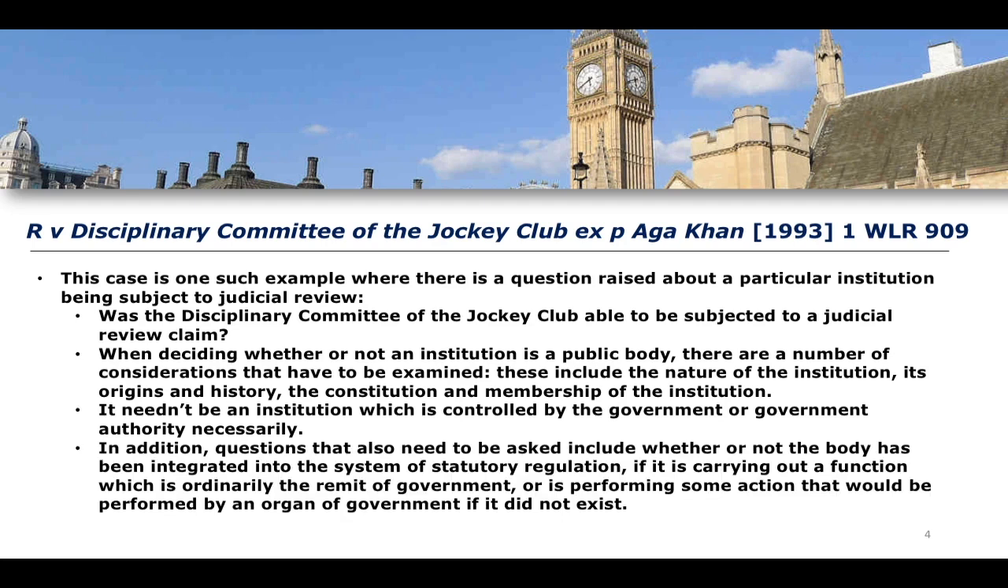Now, in addition to this, questions that also need to be asked are whether or not the body has been integrated into the system of statutory regulation, or potentially if it is carrying out a function which is ordinarily the remit of government, or even if it is performing some action that would be performed by an organ of the government if this institution did not exist. These are the kinds of questions that, when subjecting an institution to a case-by-case analysis, we come to the conclusion of whether or not they can be subjected to a claim in judicial review.